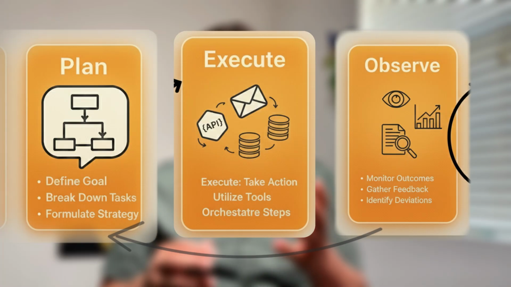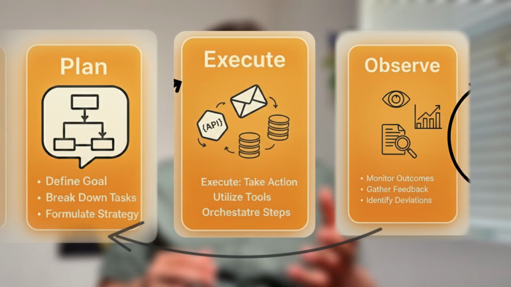And finally, observe. This is crucial. After executing, the agent doesn't just move on. It observes the outcome of its actions. Did the action work as expected? Did it achieve the desired result? This feedback loop is essential for learning and adaptation. If something didn't go according to the plan, the agent can use this observation to go back to the planning stage, refine its strategy, and try again. This is where the autonomous part truly shines.